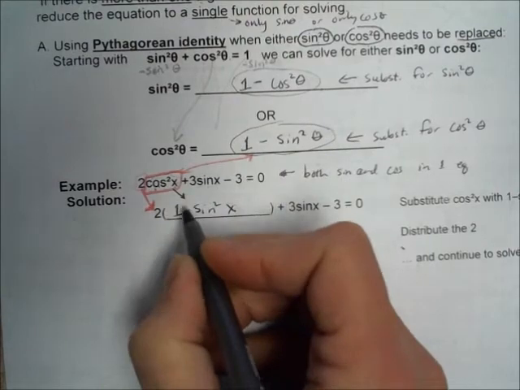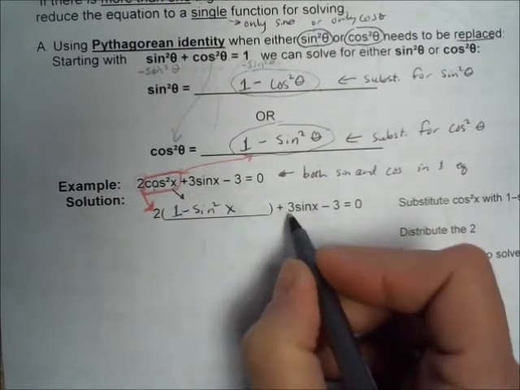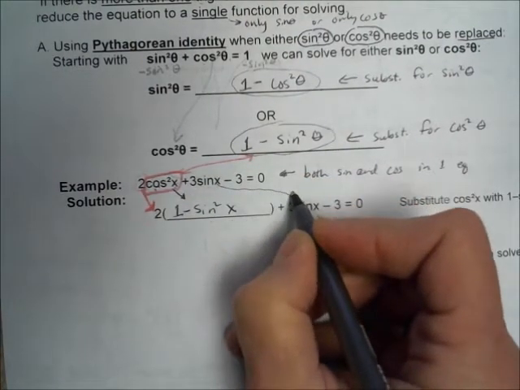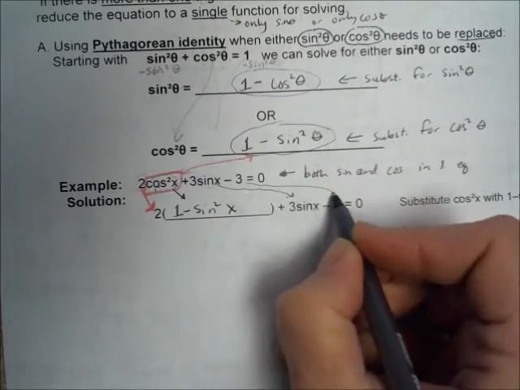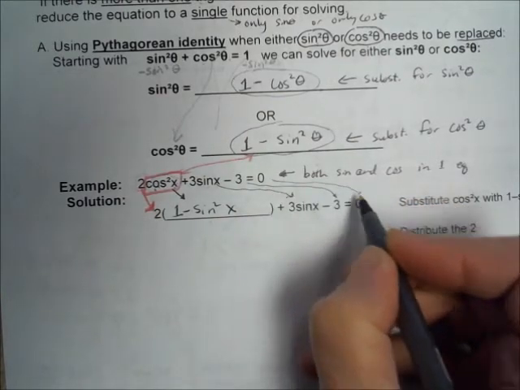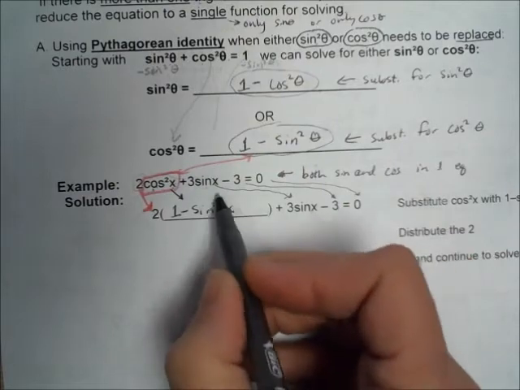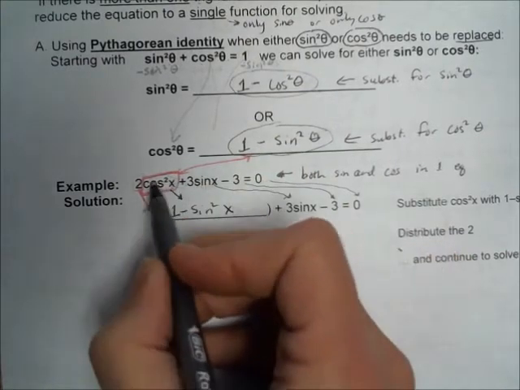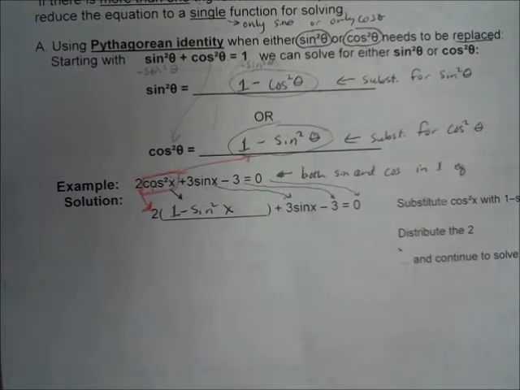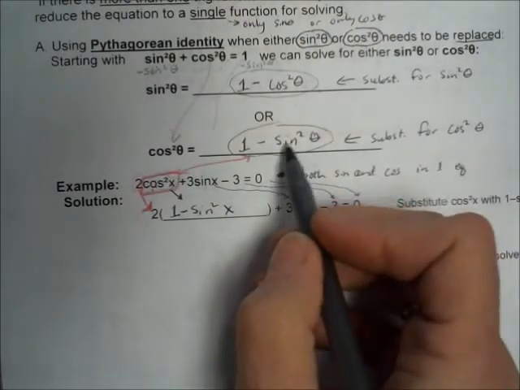All right, that's the replacement that we need to make. And then this 3 sine of x just keeps dropping down, and everything else just drops down and doesn't change at all. Don't change any of these. The only thing you're going to change is the cosine squared, and do that substitution.